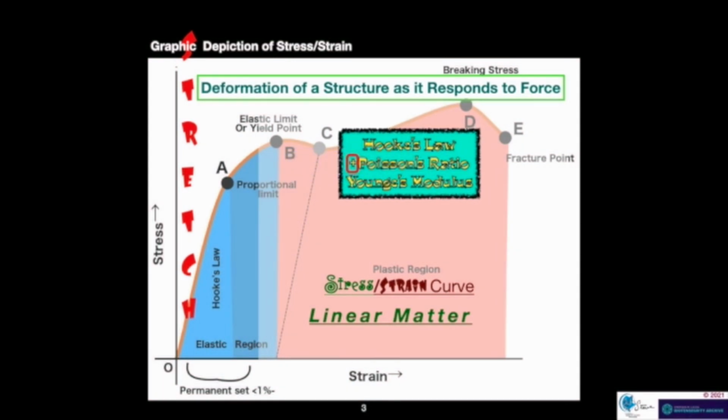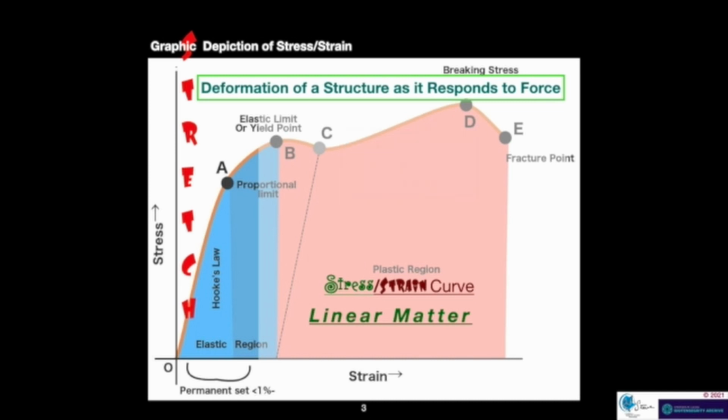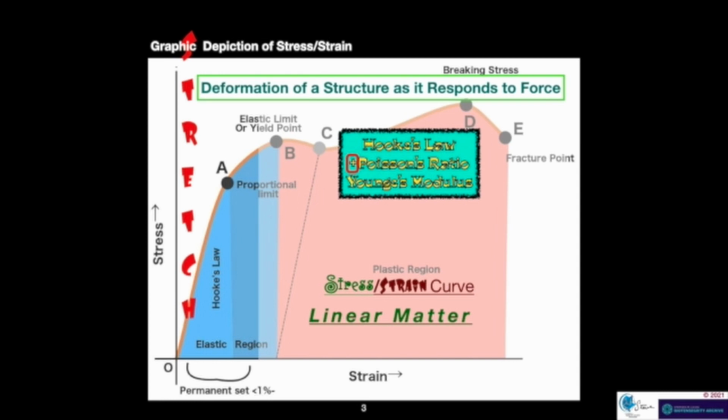And normal linear matter stresses follow Hooke's law, positive Poisson's ratio, and Young's modulus, and this is the normal stress-strain curve. That is the common one that is thought of by most engineers and biomechanics people. This is what they're looking at most of the time. Just to get everybody straight, Young's modulus is just the slope of the curve. It's a mathematical concept of the relationship of stress to strain, the slope of the curve.